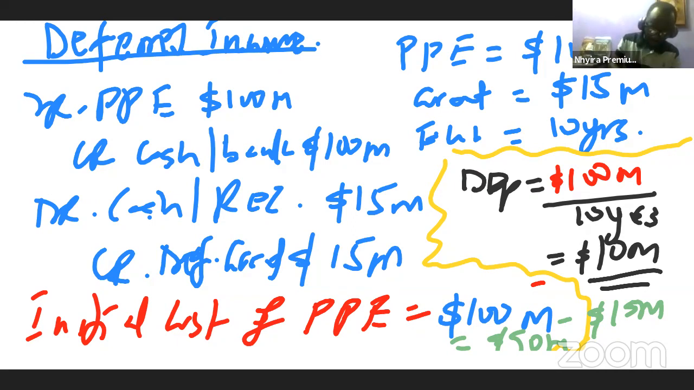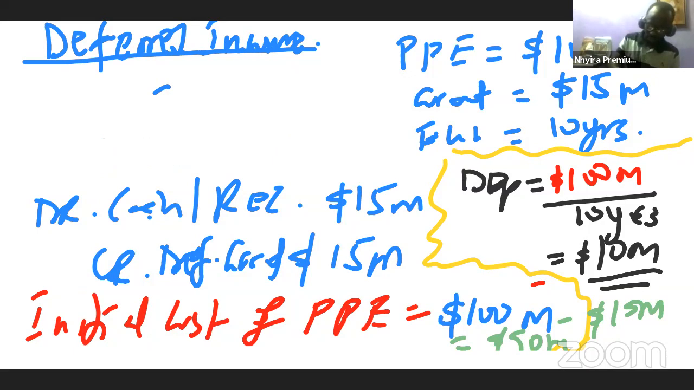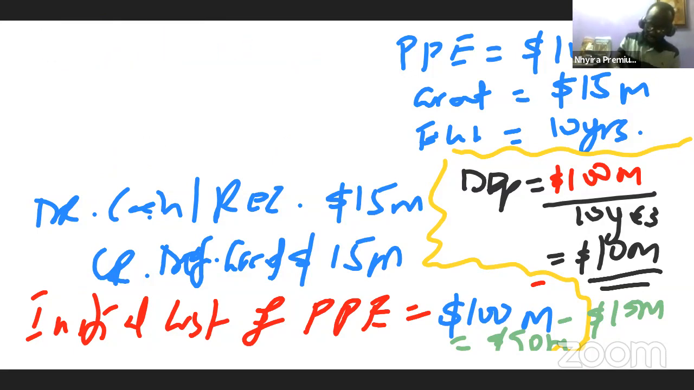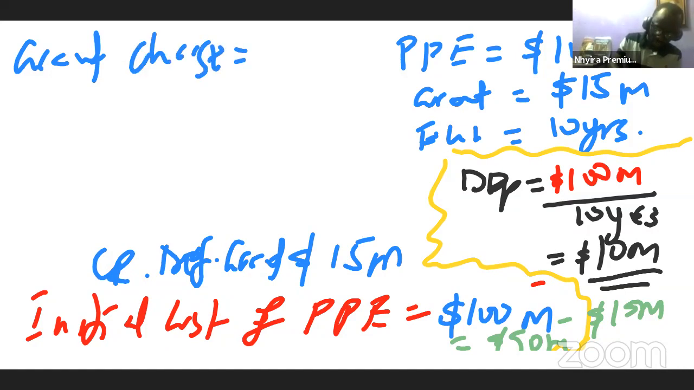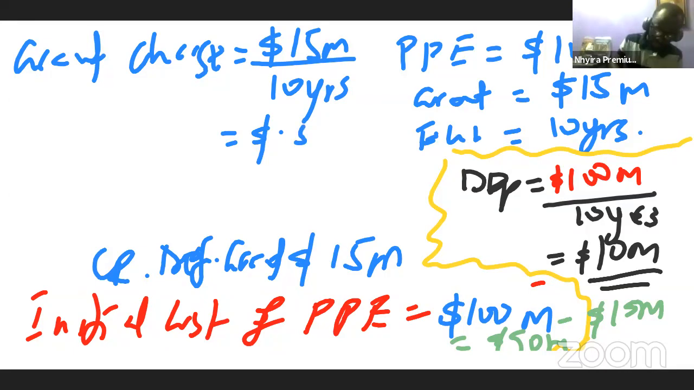So this is what we do. The grant will be the annual grant charge or grant receivable. Sometimes we call it grant charge for the year. And that's going to be the 15 million divided by the economic useful life of 10 years, which is 1.5 million. Remember, grant is an income, so we debit the grant account to reduce it and then credit the income statement with the 1.5.